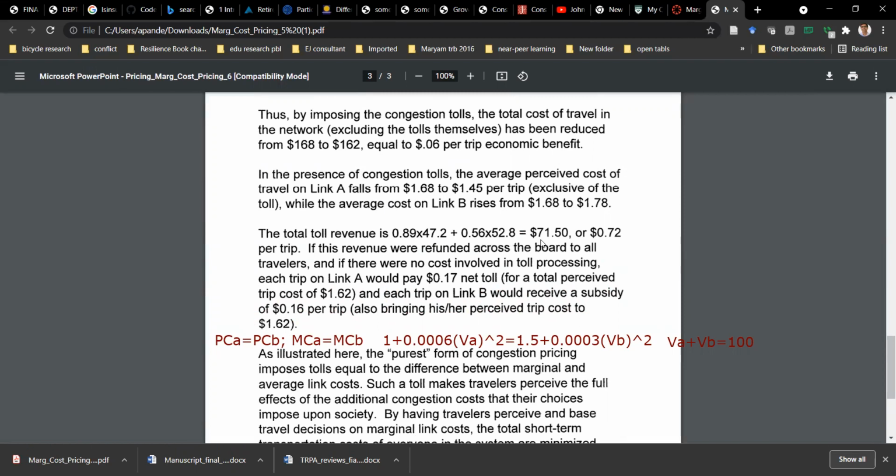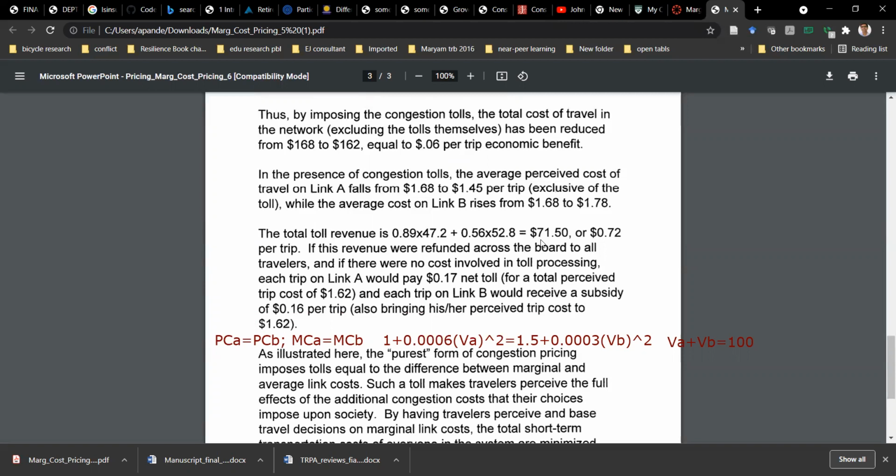Now if you want to refund all the toll back to everybody, at 72 cents per trip, link A would pay a 17 cents net toll, and link B will receive a subsidy of 16 cents per trip. So the total perceived cost will come down to that marginal cost. If you refunded all the toll money, then the total perceived cost per trip will be $1.62.